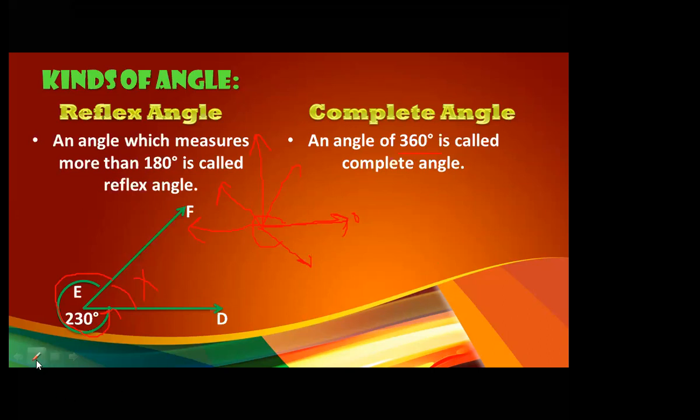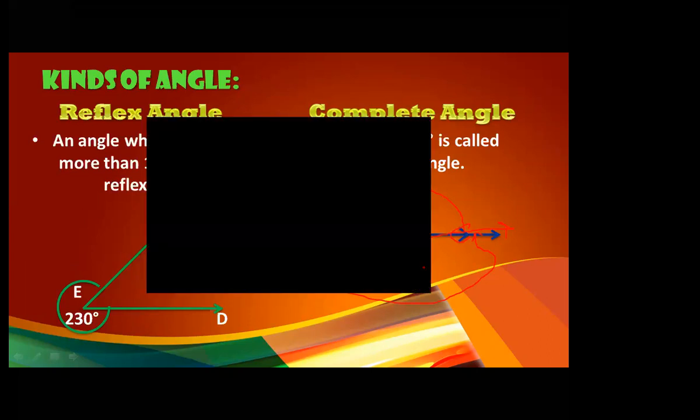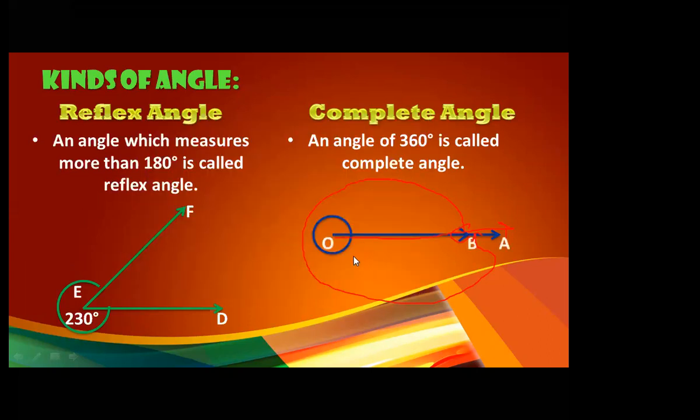As you can see here, I'm going to erase this one. This line is your ray 1, and this is your ray 2, starting from here and moving towards it, and then coinciding with the first ray. If you measure it, it is completely equal to 360 degrees. So the angle that measures 360 degrees is called what? Complete angle. This is the complete angle. Okay, so that's the end of the lecture.